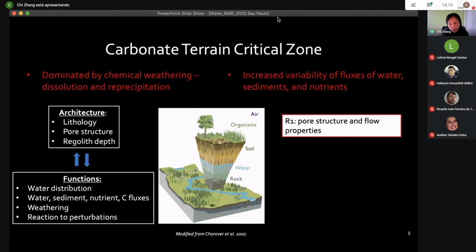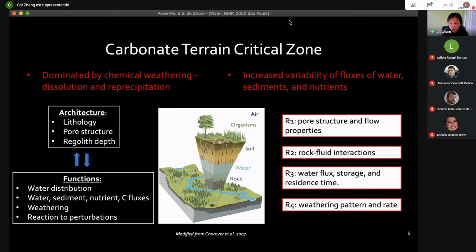So to summarize my recent research questions, I think these four basically outline my research interest. The first is the pore structure and the flow property. The second is the rock fluid interactions. The third is water flux, storage, and residence time. And the fourth one is the weathering pattern and rate. So today I'm going to mainly talk about the first question, R1, as well as a little bit of R3 and R4 using a case study.